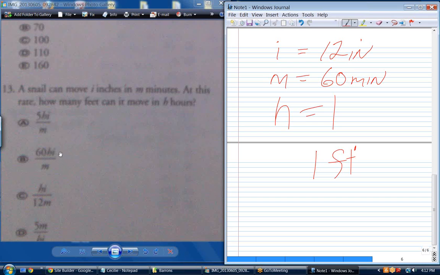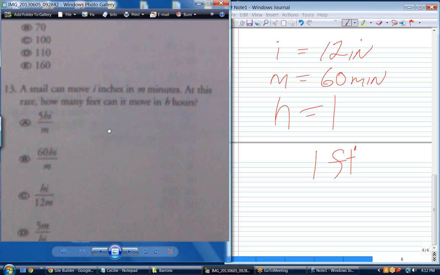This one is 60 times 1 times 12 divided by 60. This comes out to be 12. 12 times 1, 12 right? Divided by 12 times 60. That doesn't work. This is 5 times 60 divided by 12. That doesn't work. So the answer would be A.